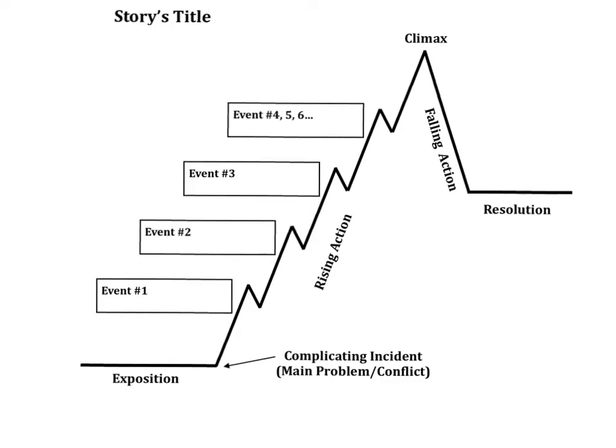We're going to talk about a story arc or a plot graph. If you have chosen not to do the choose your own adventure story with a group, then you need to plan out your own individual story, and that's what the plot graph helps you with. There are 6 parts to the plot graph. There is the exposition, the complicating incident, the rising action, climax, falling action, and the resolution. And we're going to talk about each of those individual parts.